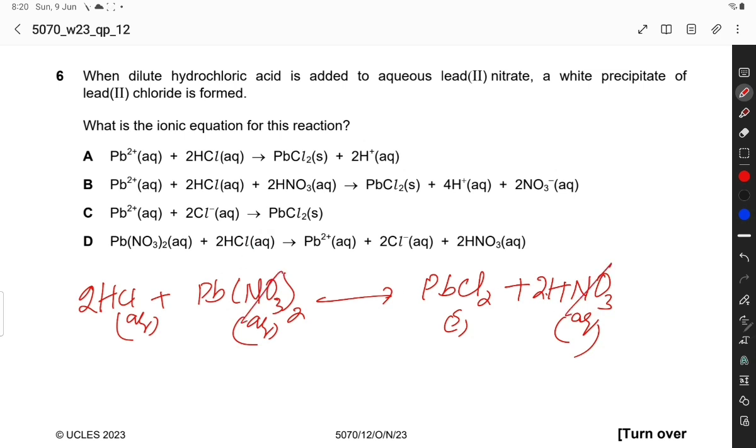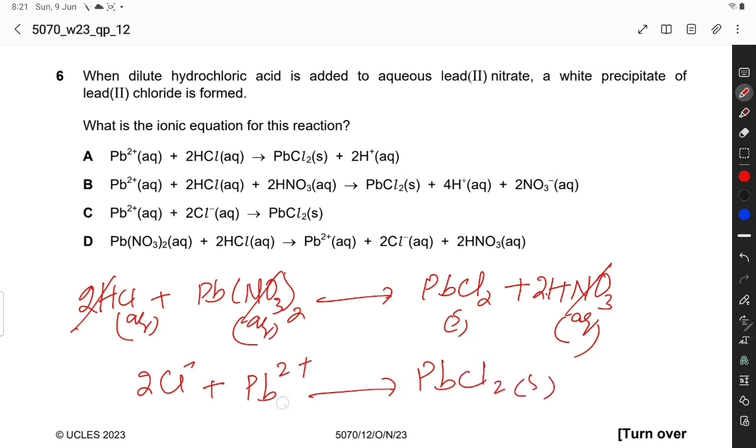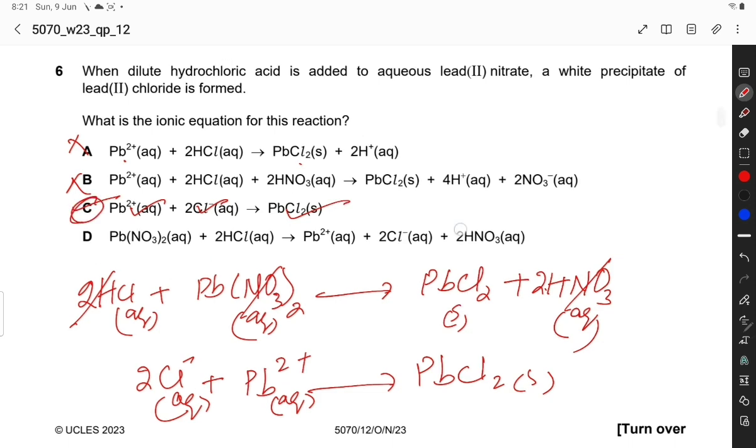Nitrates are aqueous. 2 hydrogen ions are also the same, the chloride ion is not the same. 2Cl- plus Pb2+ to form PbCl2. Solid, this is aqueous, this is aqueous. So Pb2+, this is not the correct option, this is also not correct. Pb2+, 2Cl-, PbCl2 solid, so C option is the correct option.